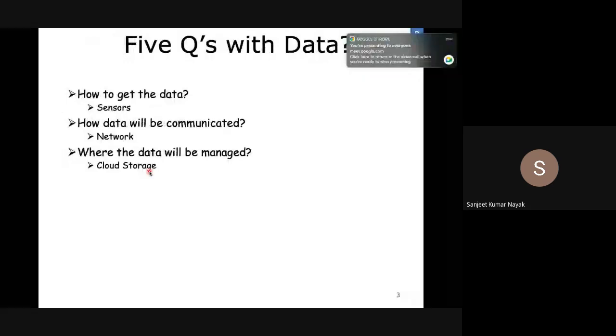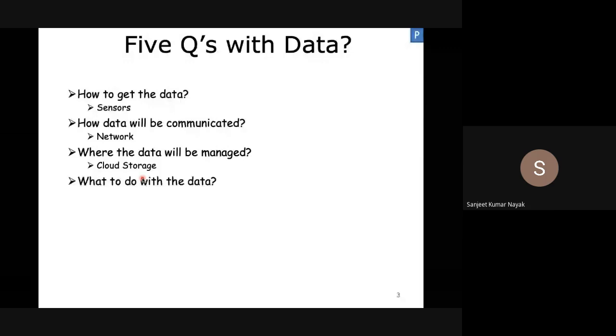Now, once the data has reached the cloud storage, a natural question that comes to everyone's mind: why are we storing the data? What is the need of collecting so much data? There comes the question of what to do with the data. So we will use some machine learning techniques to analyze the data. Now, why are we analyzing the data? Because we need to predict something, or we need to get some insight from the data, right?